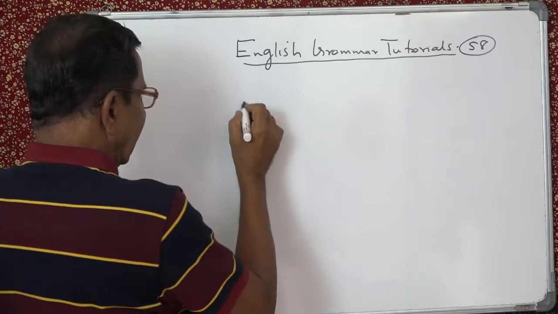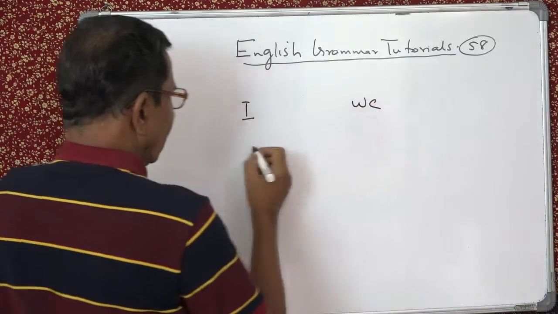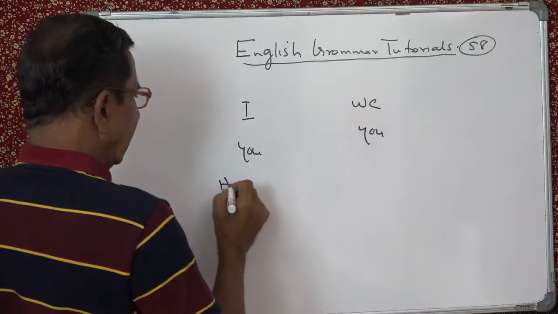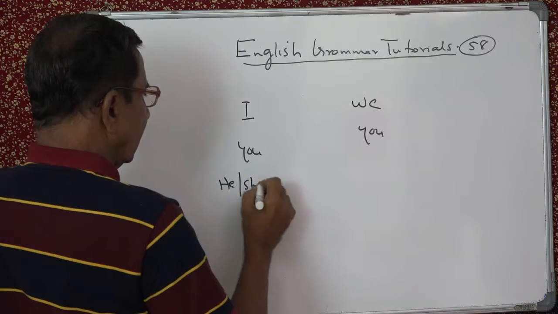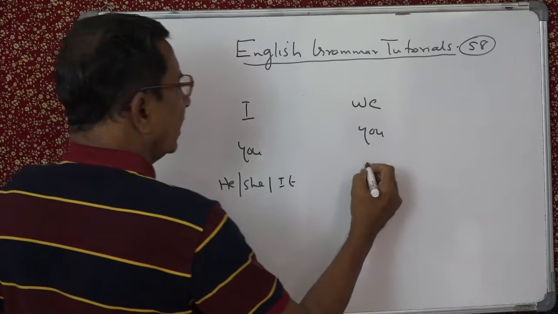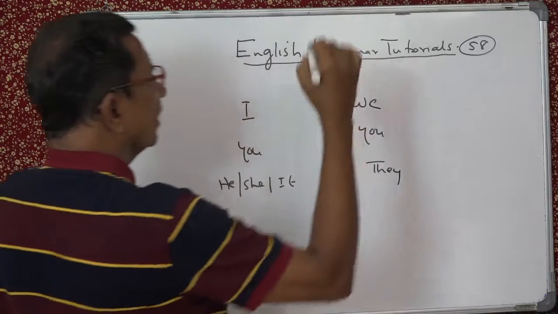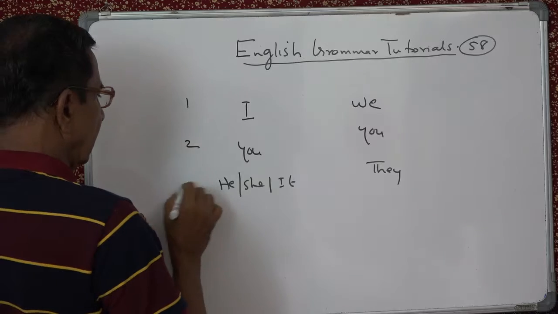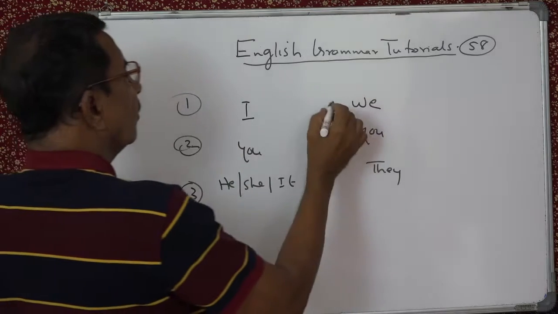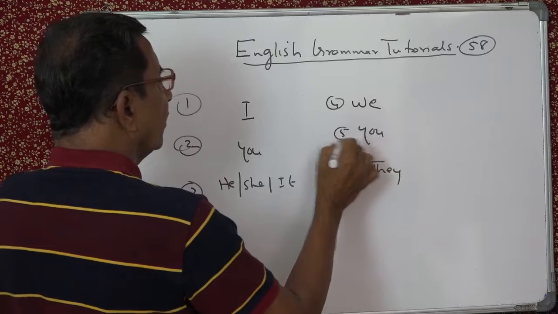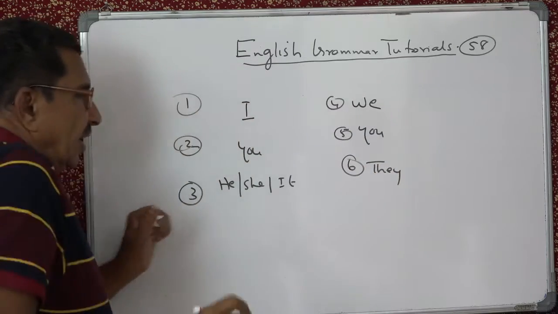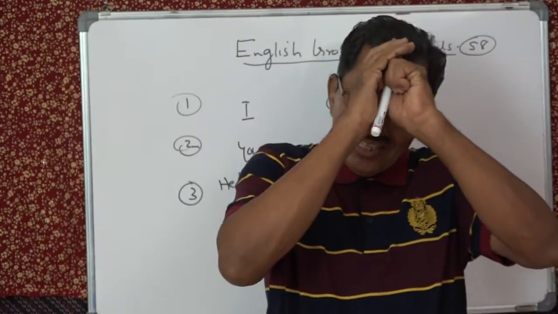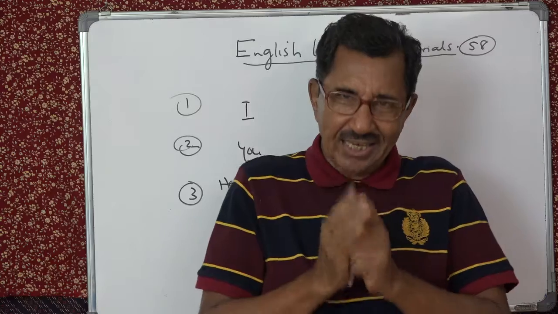Like that, these 6 starting points have labels. First is I, we, you, he, she, it, they. That's all. 1, 2, 3, 4, 5, 6. Only this. There are only 6 ways by which you can start an English sentence.